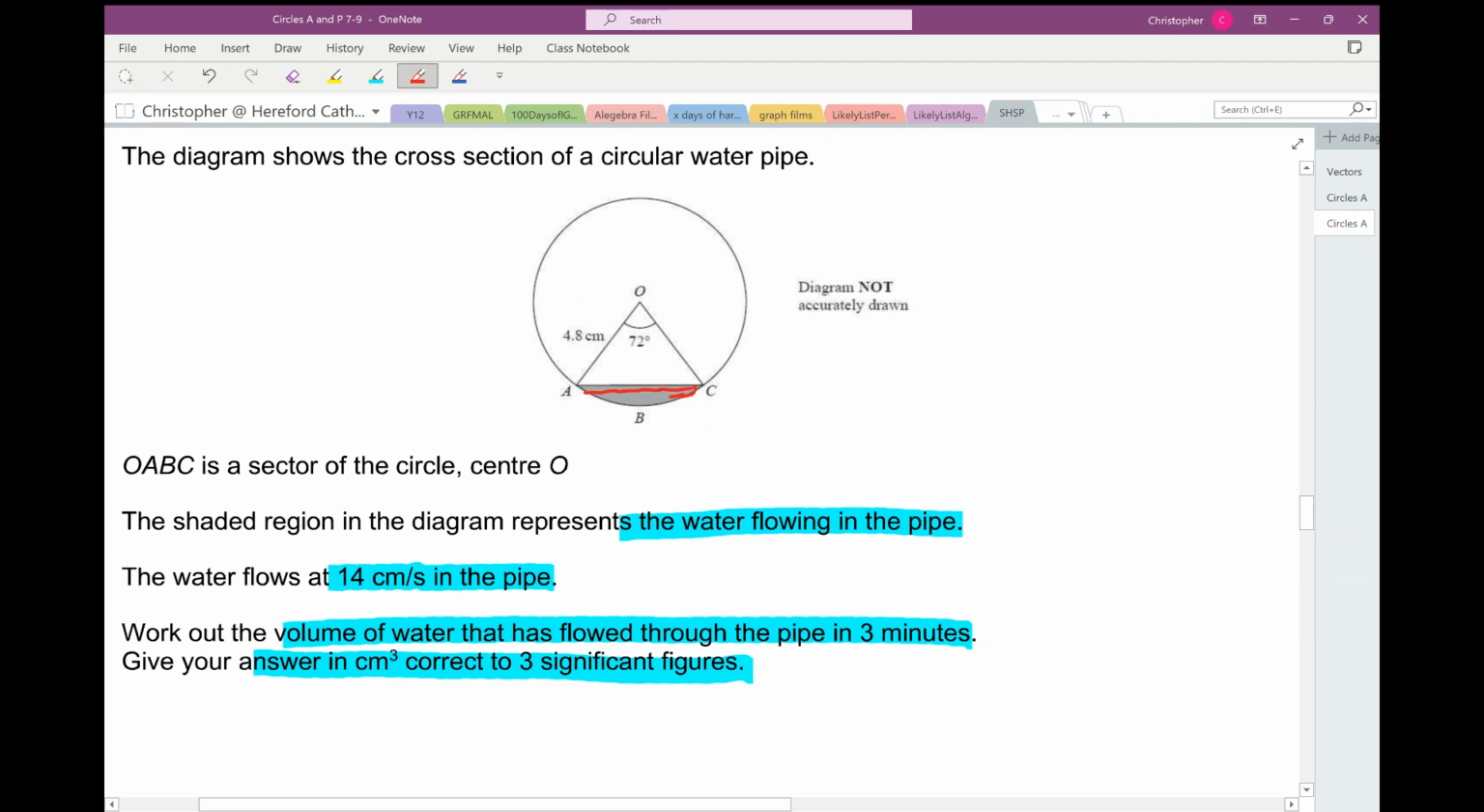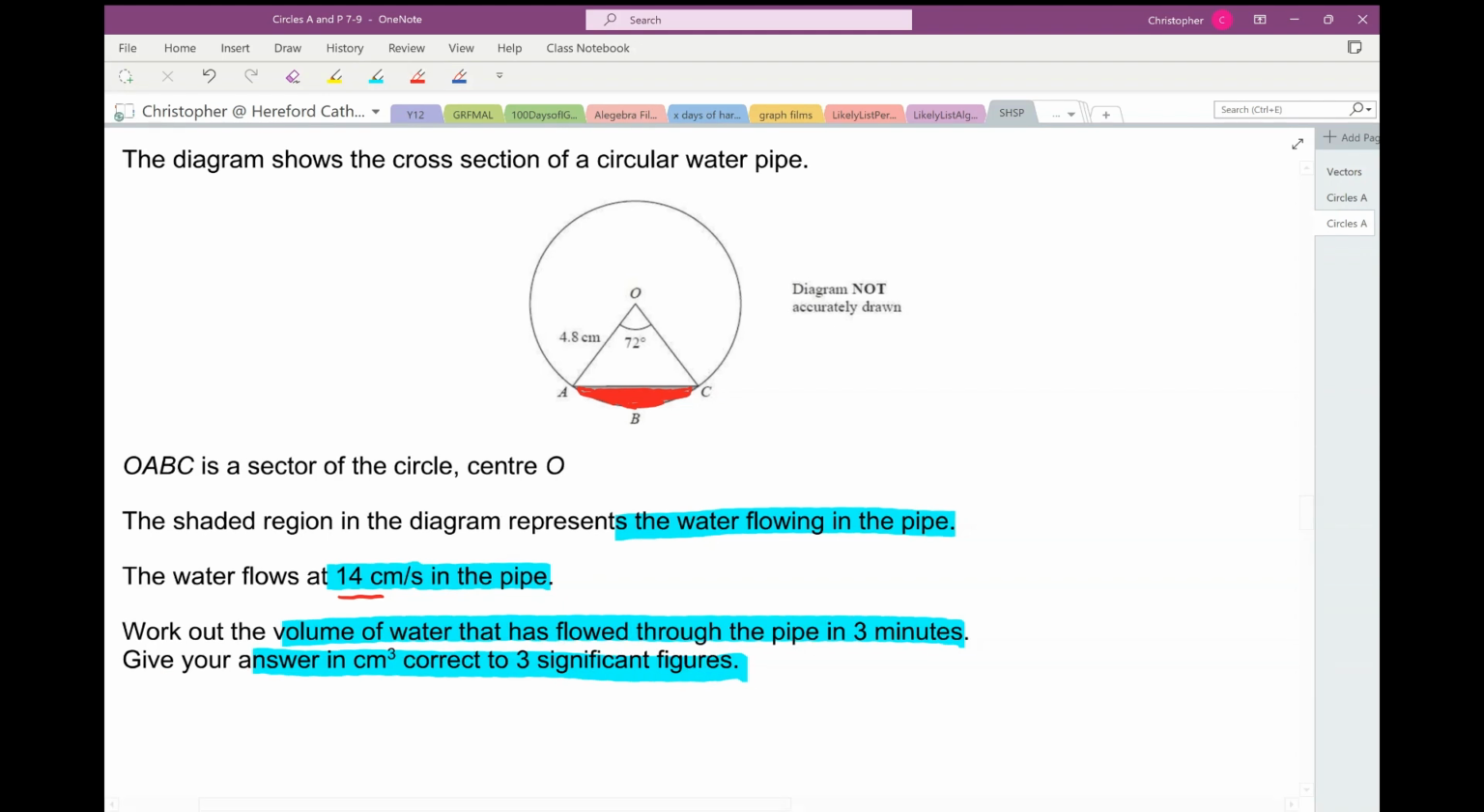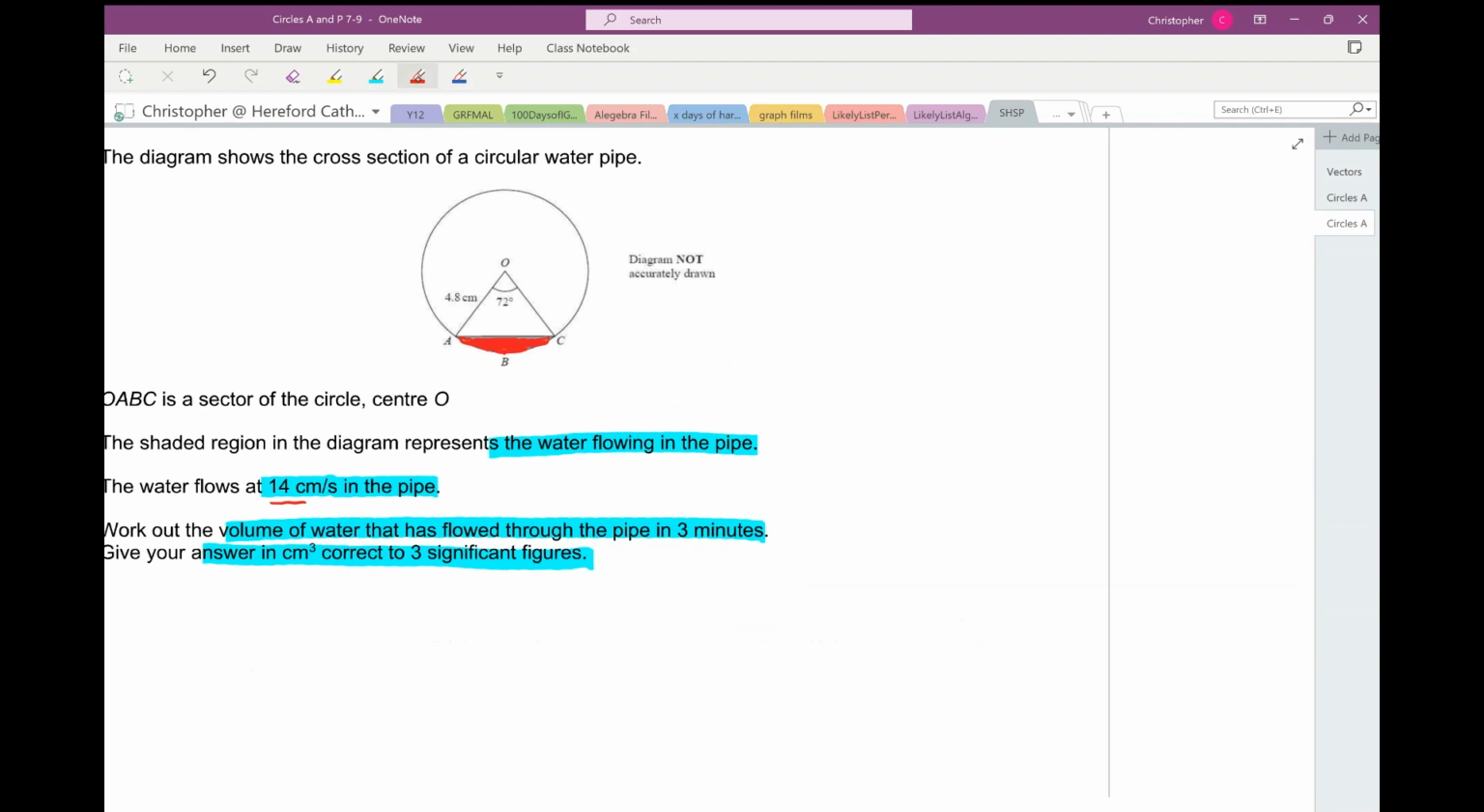Now, once I've worked out that area, I'll be able to multiply it by 14 to work out how many cubic centimetres run through the pipe in a second. But the first job is to work out that red area there. Now, the red area, I'll do it in red, is going to be the area of this whole sector, here, subtract the area of that triangle.